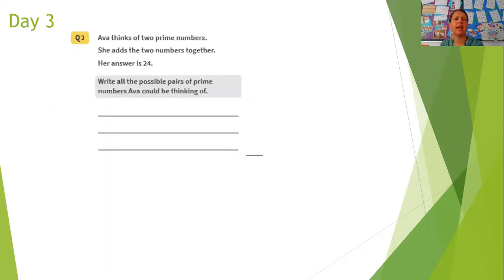Question 2. Ava thinks of 2 prime numbers. She adds the 2 numbers together. Her answer is 24. Write all the possible pairs of prime numbers Ava could be thinking of. Now, there's different ways of approaching this. What you could do is randomly think of a prime number and think, right, what do I add to make 24? Is that a prime number?